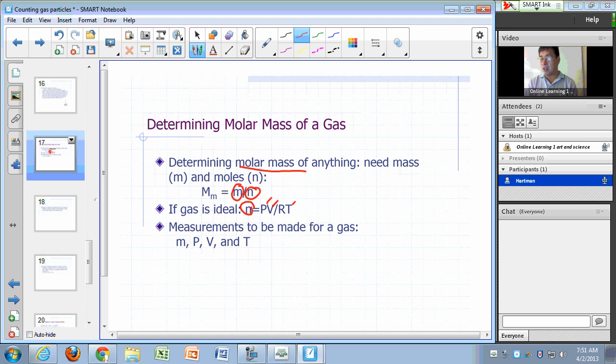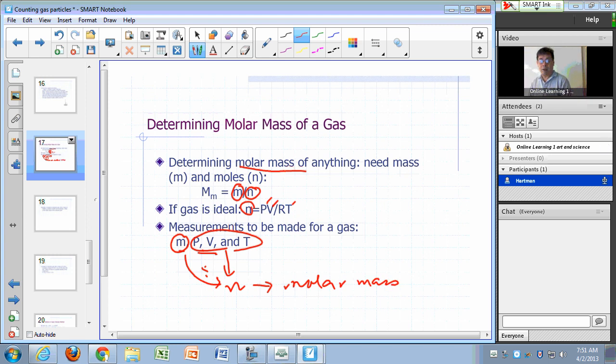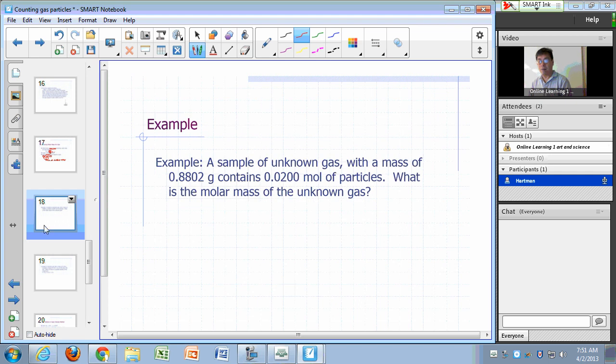Okay, so in other words, if you measure pressure, volume, temperature, and the mass, so this pressure, volume, and temperature will give you a number of moles. So if you have the mass divided by the number of moles, that's going to give you the molar mass per mole. Okay, so let's take a look at an example first.